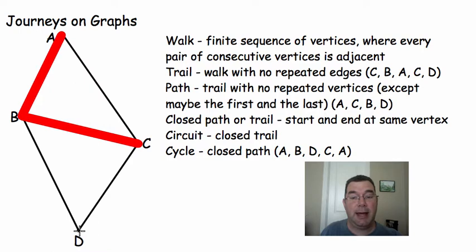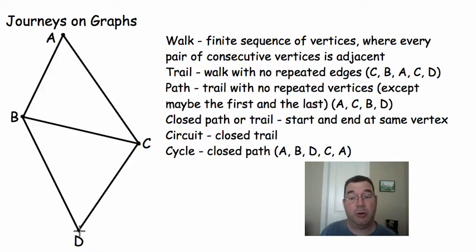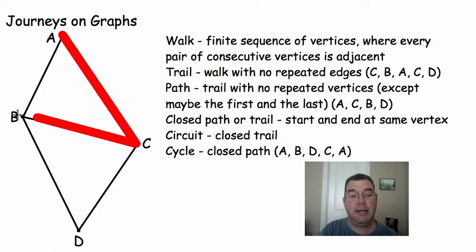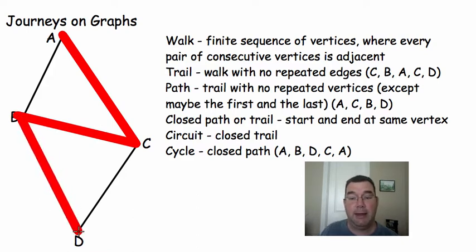And now a path is a trail. So remember, it has to have no repeated edges, but now it also has to have no repeated vertices. So I can go from A to C, and from there I can go from C to B, and from there I can go from B to D. And that would be considered a path because I'm not repeating any edges and I'm not repeating any vertices.